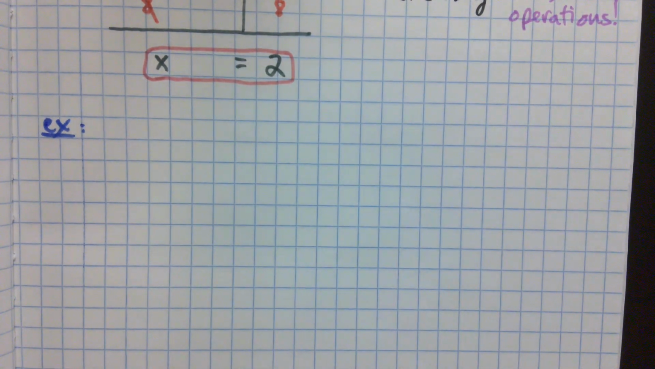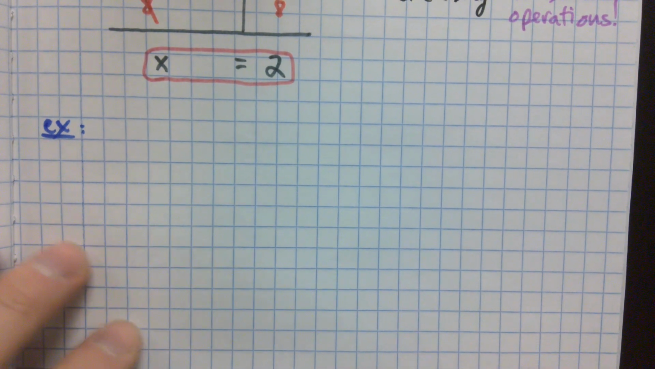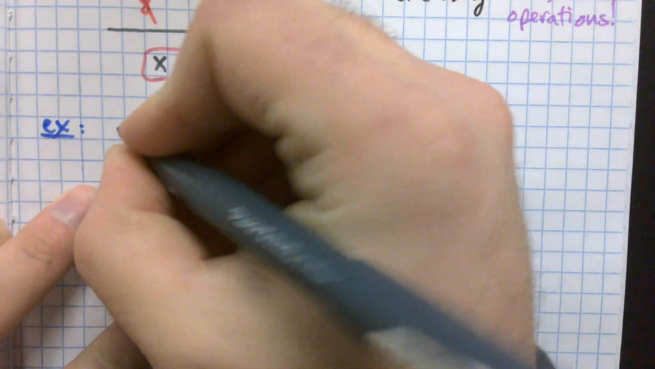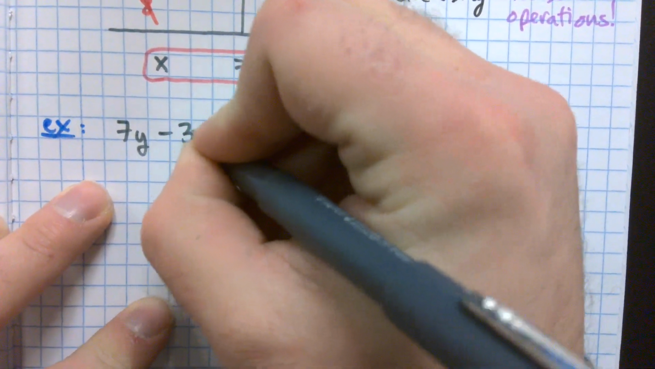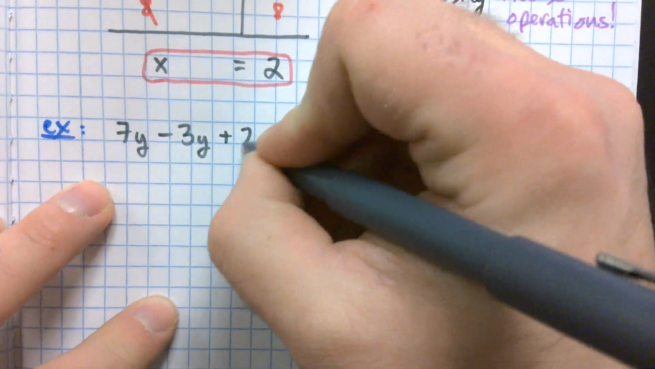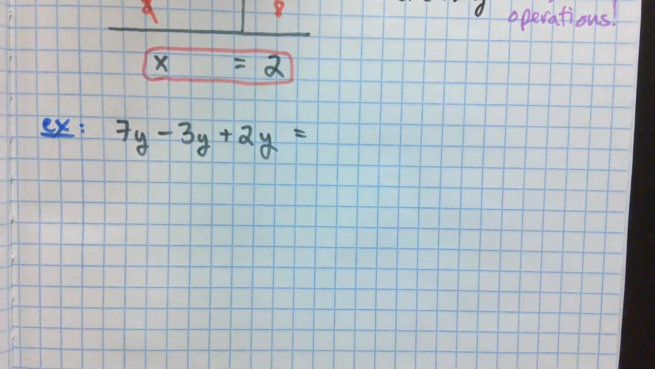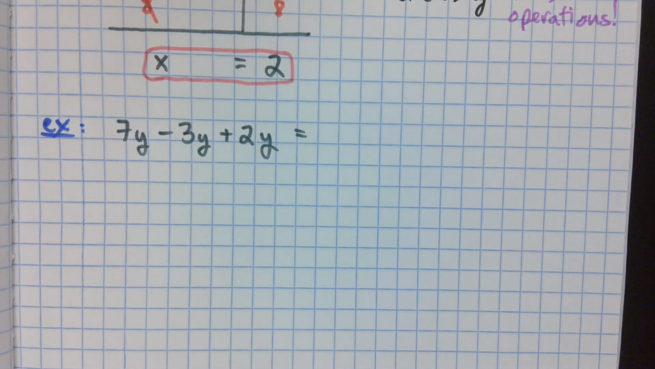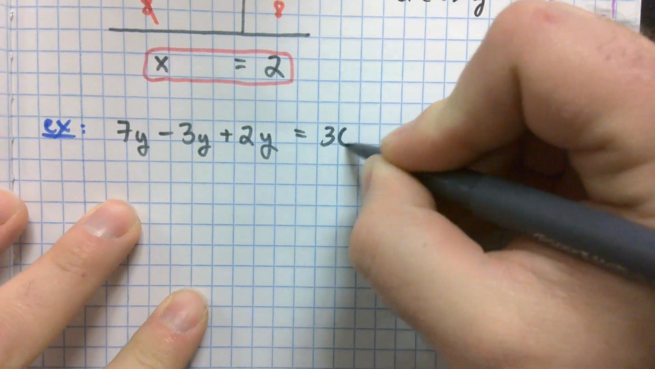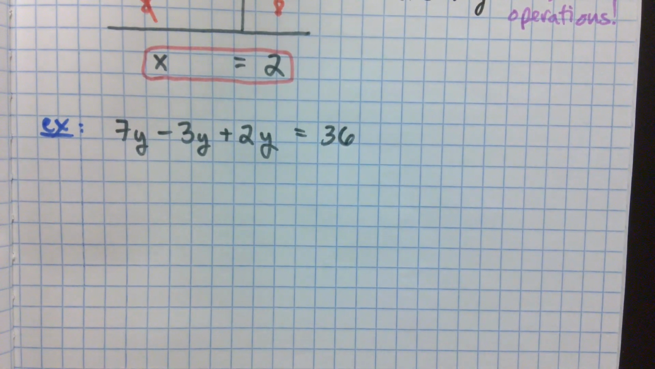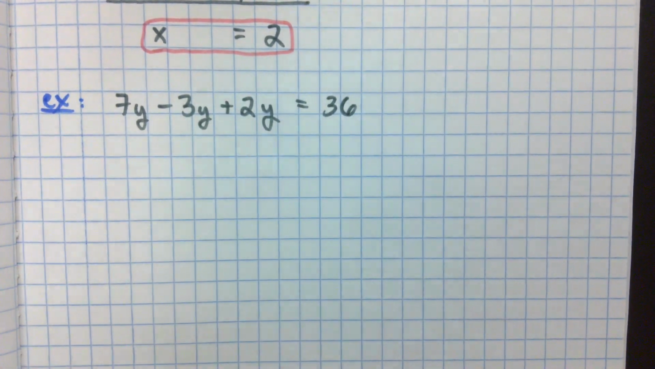Let's say we've got, let's do 7y minus 3y plus 2y equals 36. Seven y minus 3y plus 2y equals 36.